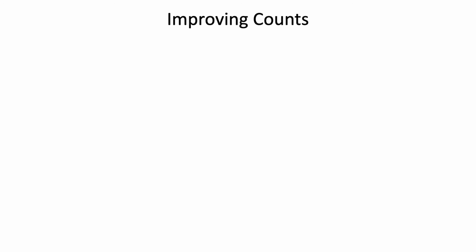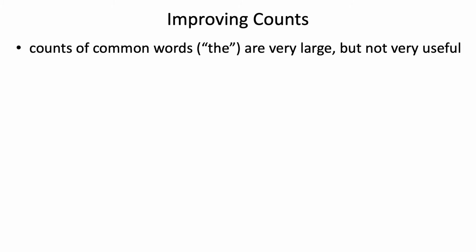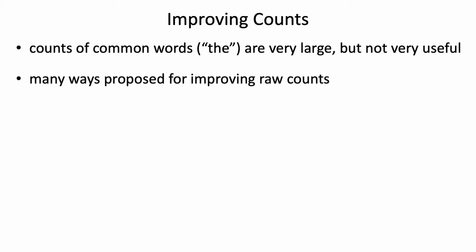Even with the use of cosine similarity, there are still issues with raw counts. The counts of common words like the are very large and therefore greatly affect vector direction, but are not expected to be very useful for most tasks. So there's been a lot of work in improving over counts.